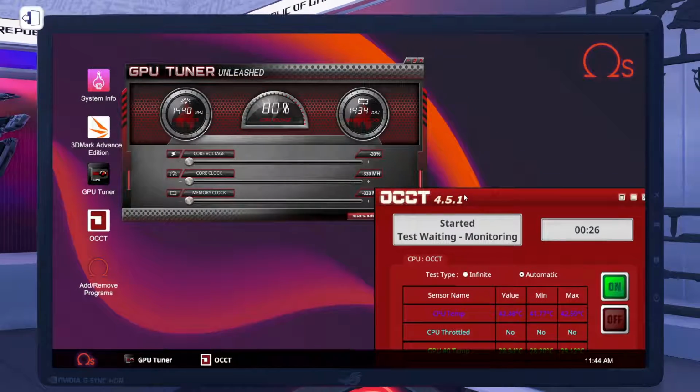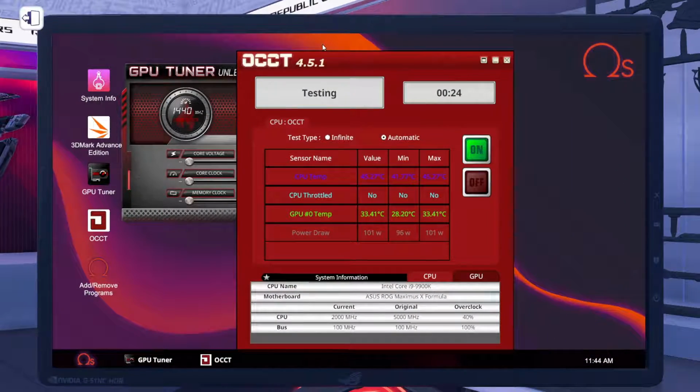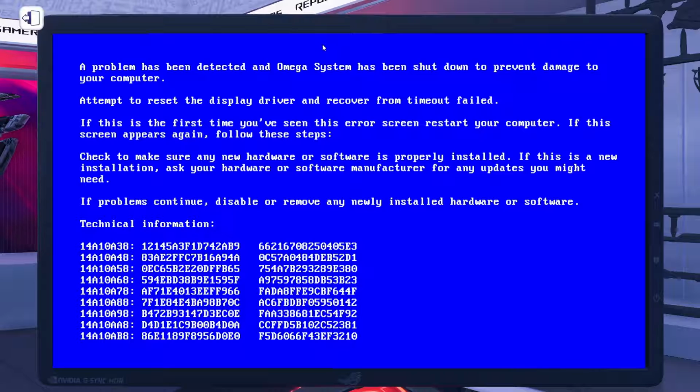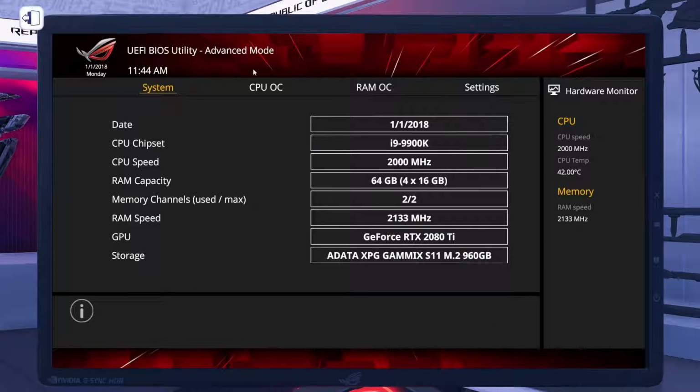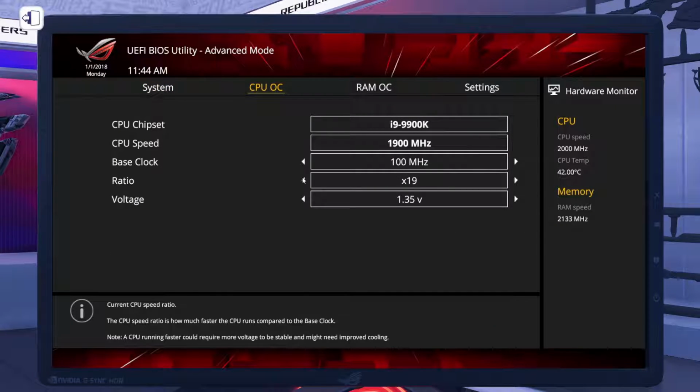Actually, has it got any power? Right, it's on 80% core voltage, so this may actually blue screen on us. Exactly, yeah, that's what I thought, because it hasn't got enough power. So that's what I was saying by pushing it all the way up to the other side. So what I'm going to do, let's put this down. How much further can we go down?